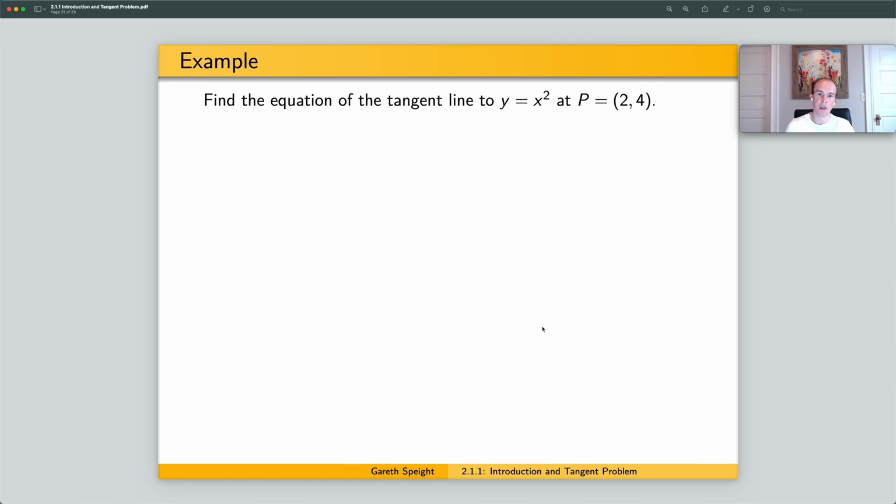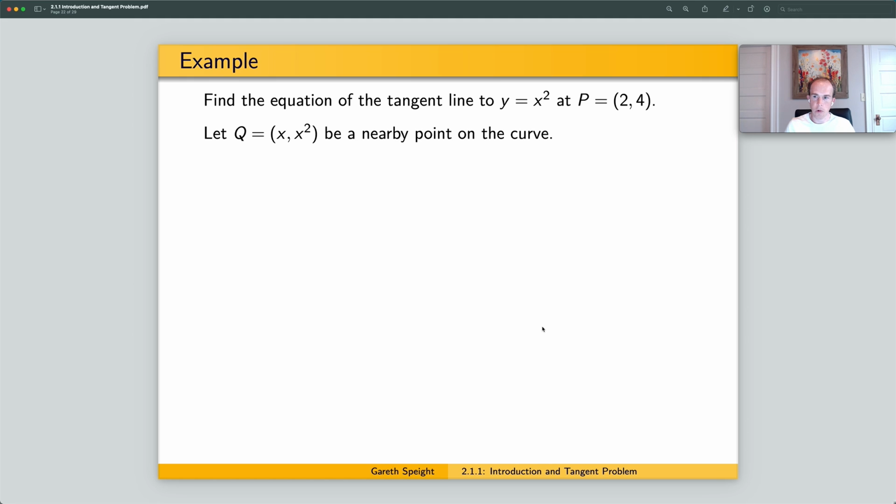So here's a problem. Find the equation of the tangent line to y equals x squared at the point P, which is (2, 4). So remember, we have to go through the steps. So firstly, we know the tangent line goes through P, which is (2, 4). So that gives us a point on the tangent line. And then the problem is to find the slope of the tangent line. So we said there were 2 steps to do that. We should look at a nearby point on the curve.